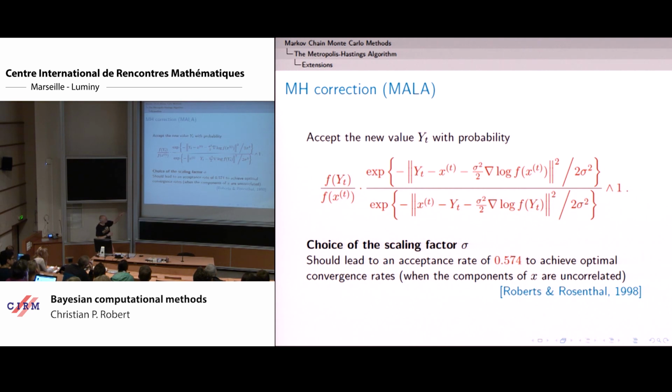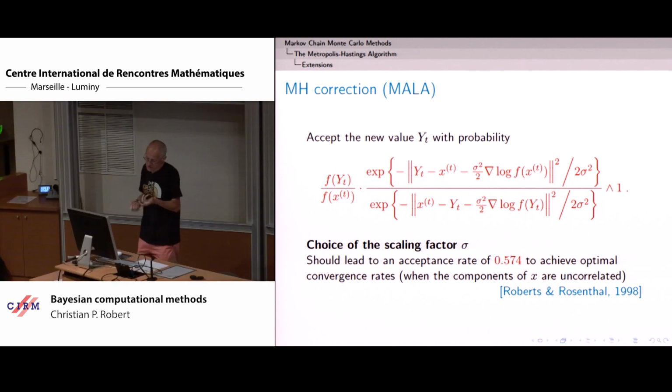And the scale sigma, which initially was the discretization unit, can be reinterpreted as the scale of the move, and chosen so that you have a certain acceptance probability that in some cases has been proved to be 0.574 for being optimal. I mean, there is a whole collection of results in that spirit.